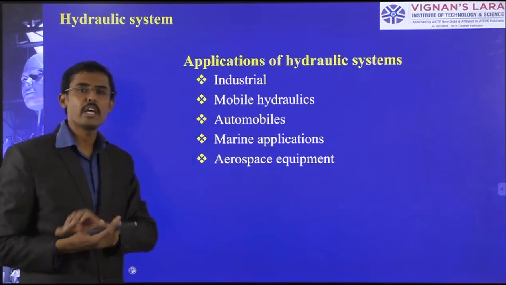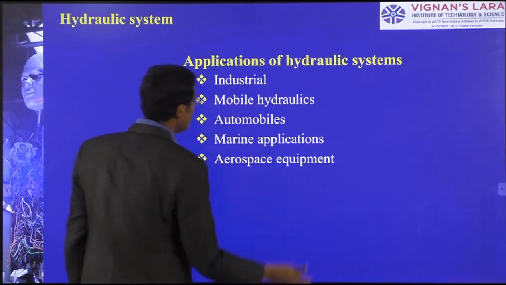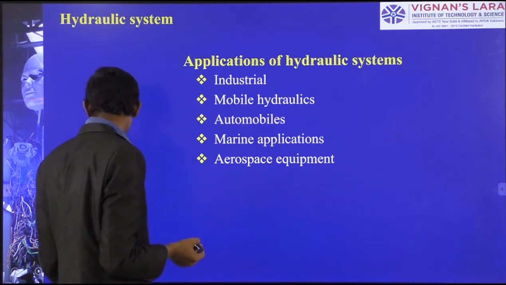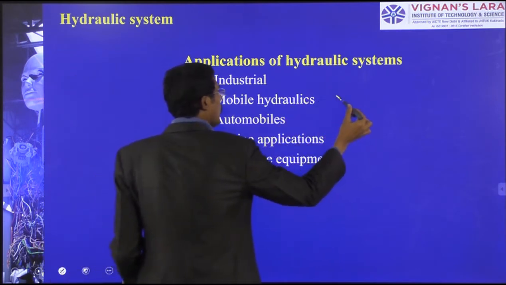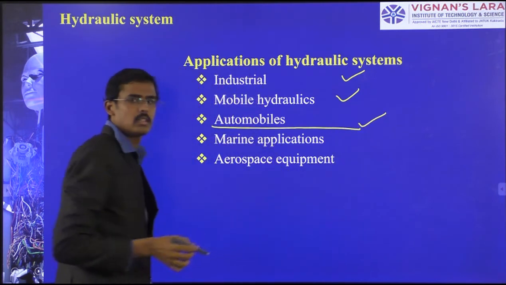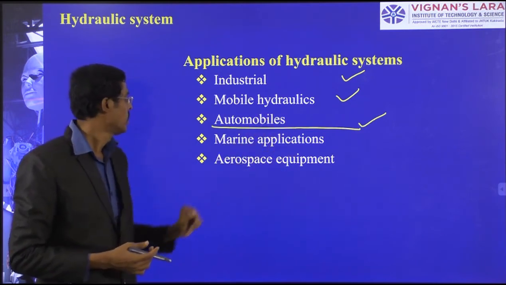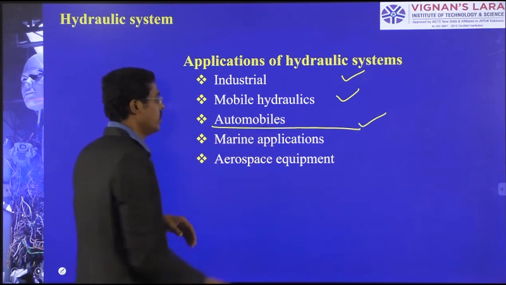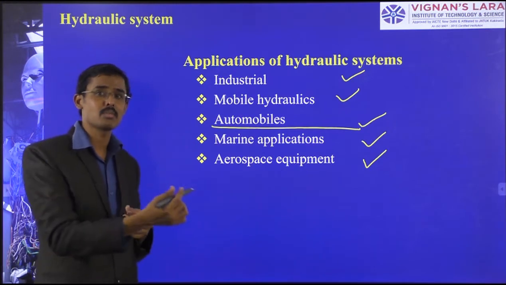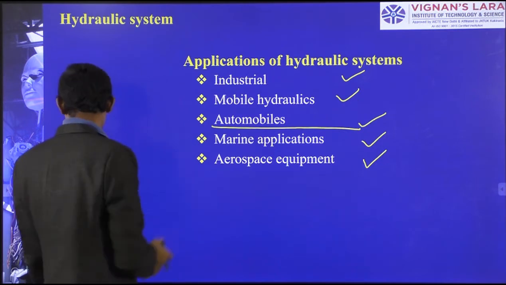So what are the applications where we are using this? We can use this in the industrial sectors, and then in mobile hydraulics also. In automobiles, mainly we are using it in automobile parts, movement of on-off switches through the hydraulic systems. Marine applications and aerospace applications we are using. The other methods we can use instead of hydraulic, pneumatic systems also we can use. Hydraulic braking systems, pneumatic braking systems, so those things are there to control.